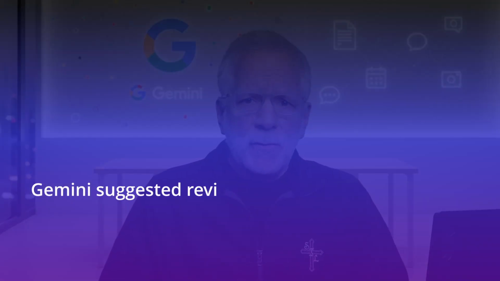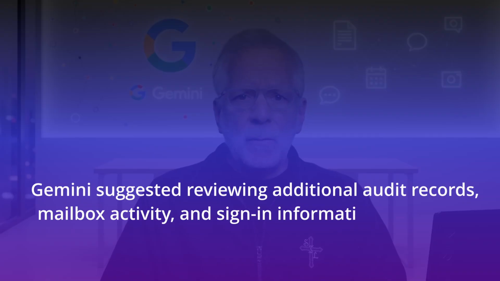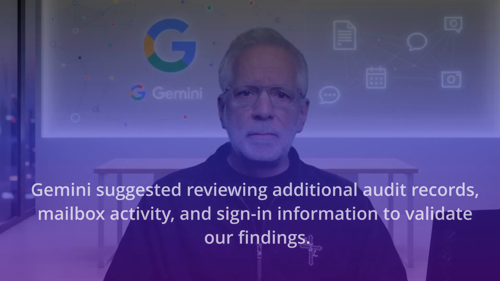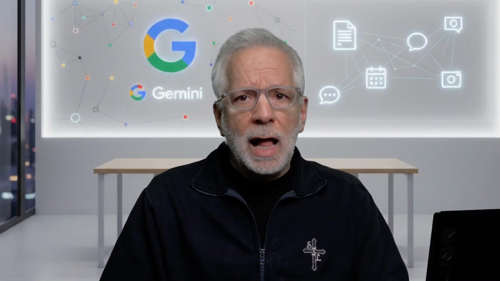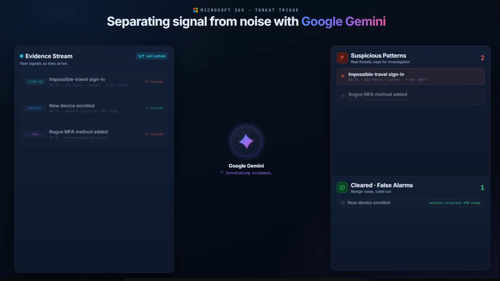Gemini suggested reviewing additional audit records, mailbox activity, and signing information to validate our findings. Each new log source helps us confirm what happened and uncover another piece of the puzzle. At that point, it felt less like I was chatting with the AI and more like I had an assistant helping guide the investigation. As we gathered more evidence, Gemini helped identify suspicious patterns and eliminate false alarms.